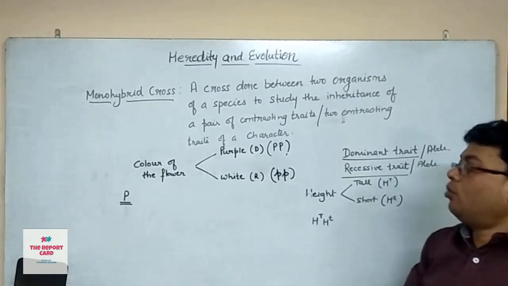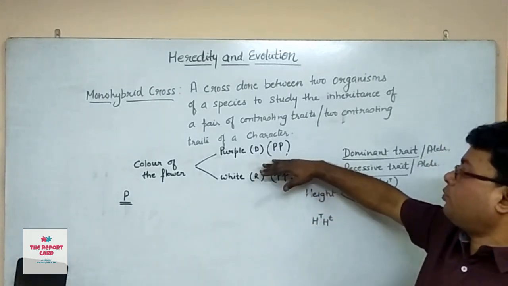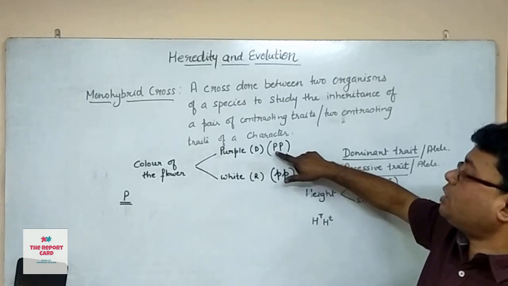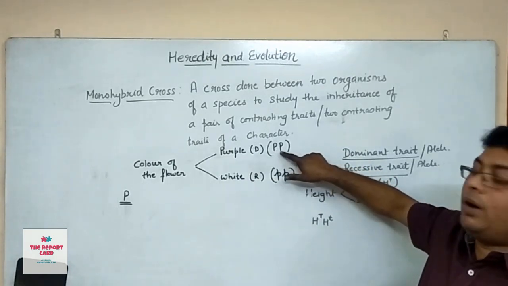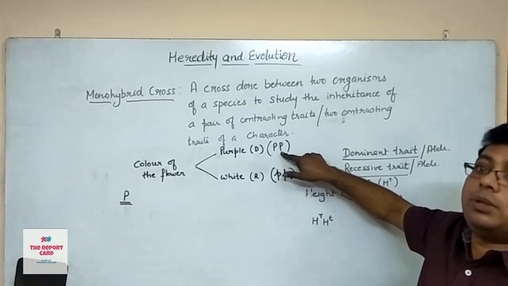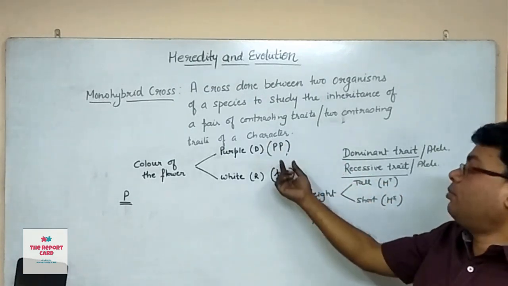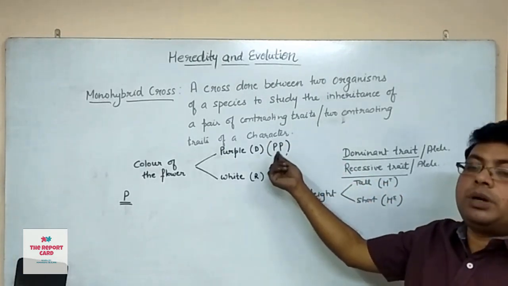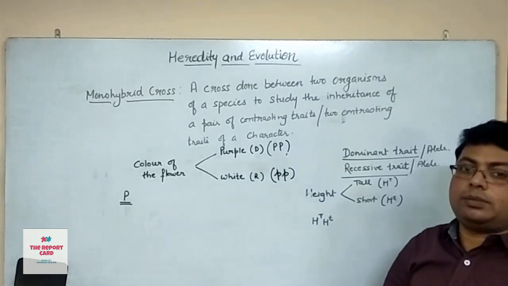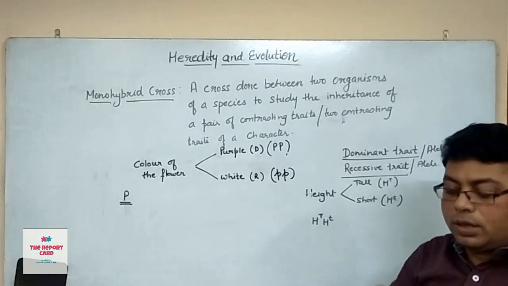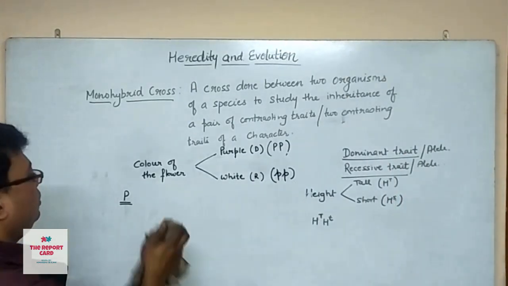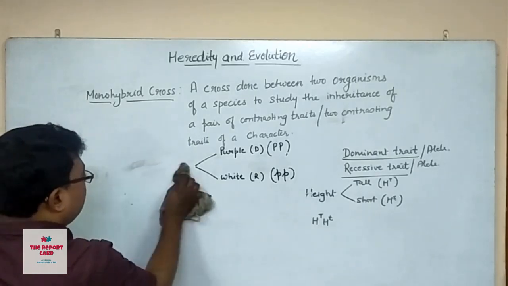Can you tell me what would be the genotype of purple over here? We would call it pure purple. Why? Because both the alleles over here are the same. So when both the alleles depicting a particular character are the same, we call it a pure character. Okay. So now let's move ahead and take another example.